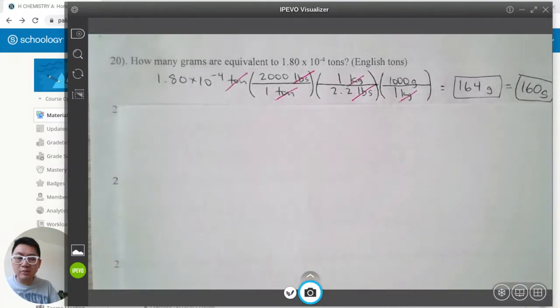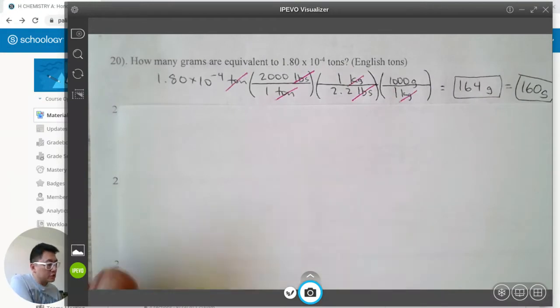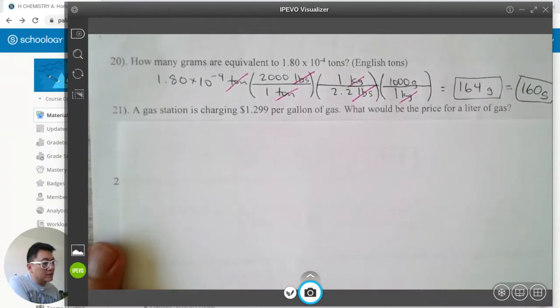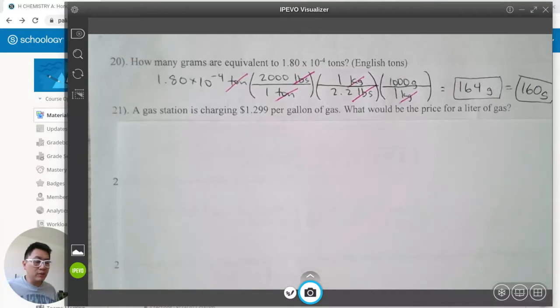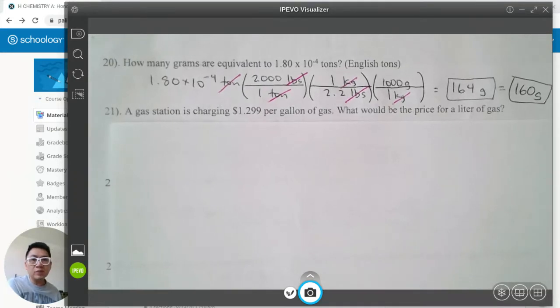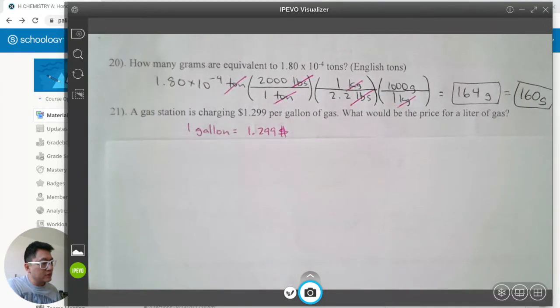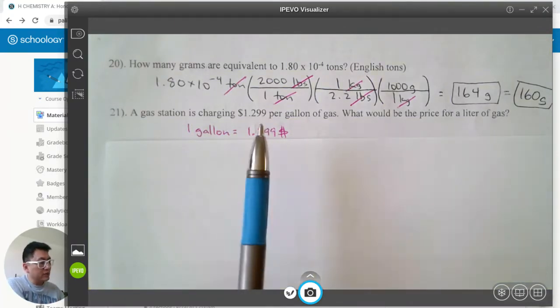Next question, question number 21. The question reads, a gas station is charging $1.299 per gallon for gas. What would the price be for a liter of gas? For this particular question, I'm going to give you a hint. What's given is 1 gallon is equal to $1.299. So that's stated right there.